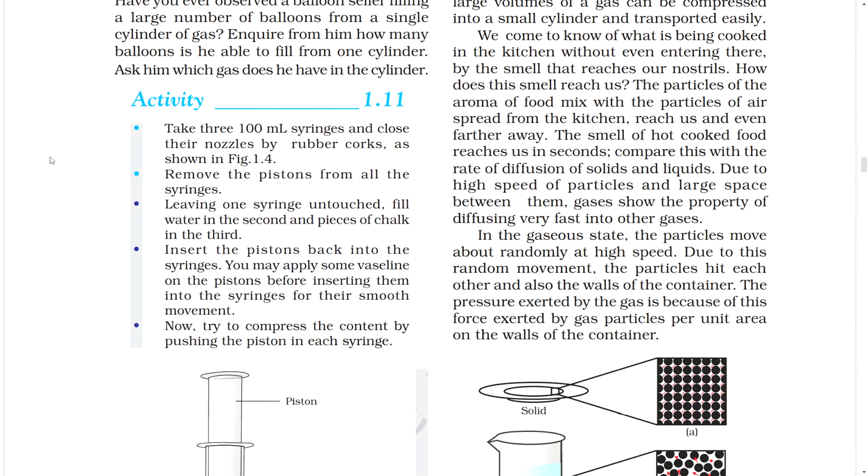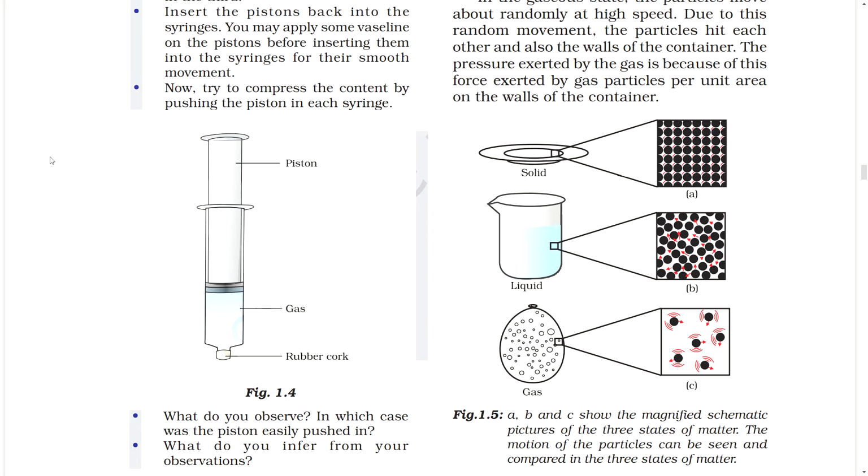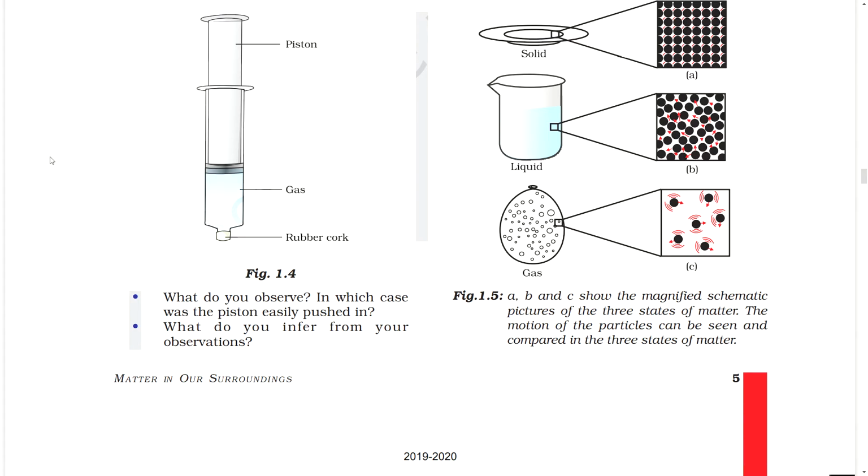Leaving one syringe untouched, fill water in the second and pieces of chalk in the third. Insert the pistons back into the syringes. You may apply some Vaseline on the piston before inserting them into the syringe for smooth movement. Now try to compress the contents by pushing the piston in each syringe. Piston, gas, rubber cork. What do you observe? In which case was the piston easily pushed in? What do you infer from your observation?